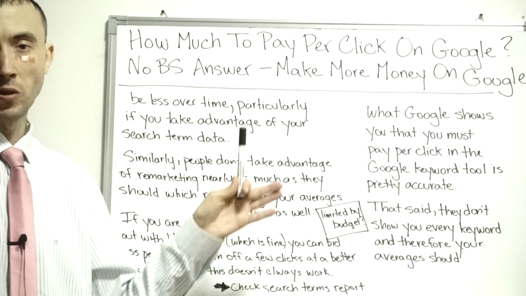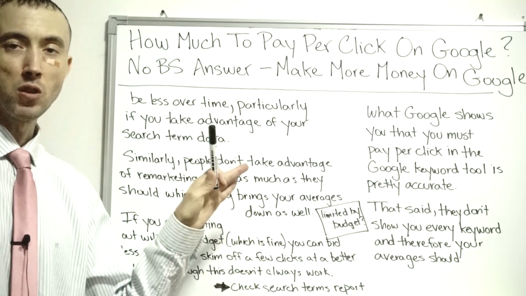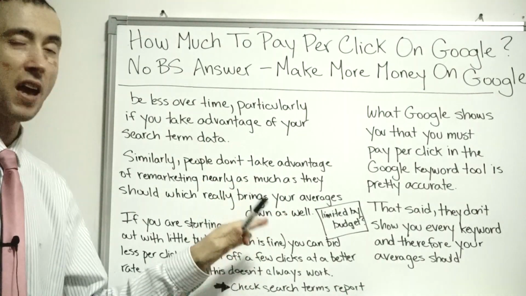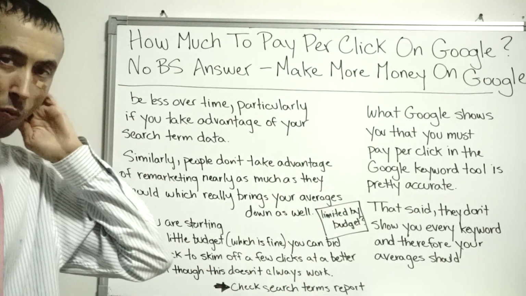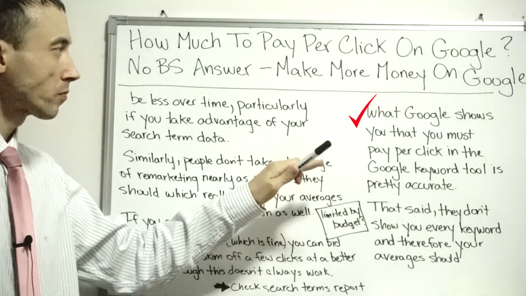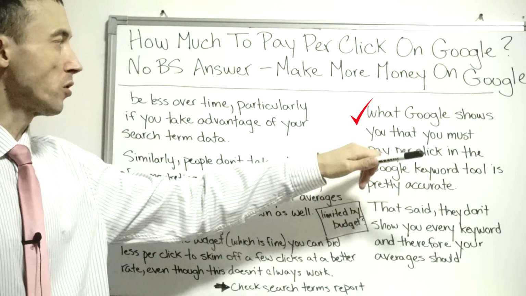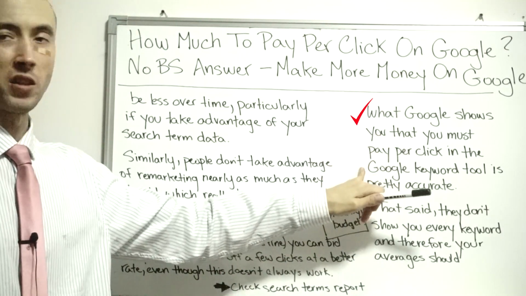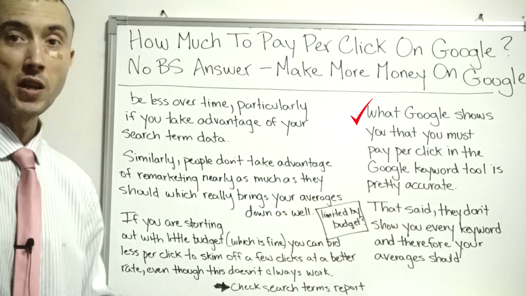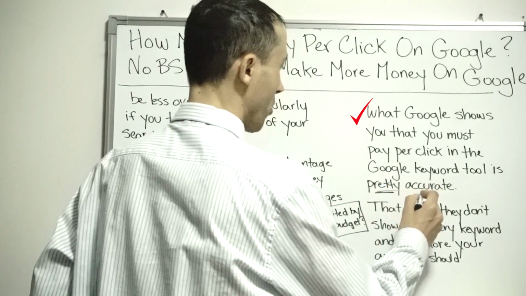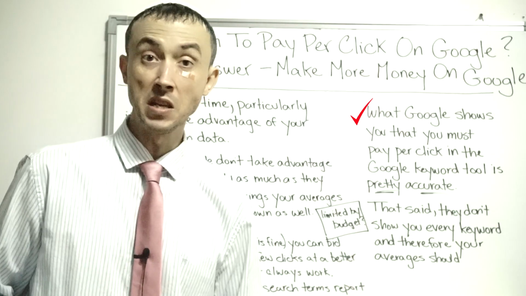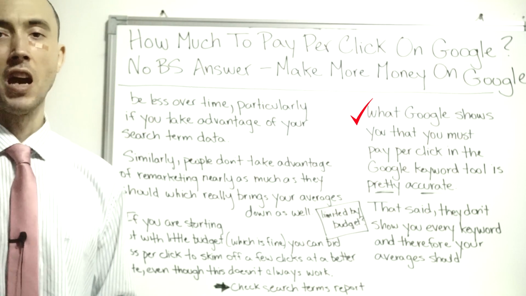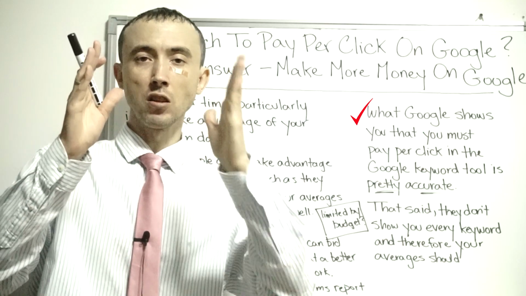There's multiple considerations here that go into how much you're going to pay and what you actually have to pay to get results. So with that said, I'll get into the content. What Google shows that you must pay per click in the Google keyword tool is actually pretty accurate, okay? So go into Google keyword tool, search for a few of the keywords that represent your business niche. And then of course there's going to be a high end and a low end.